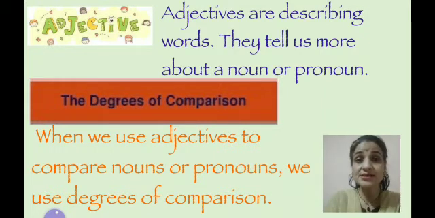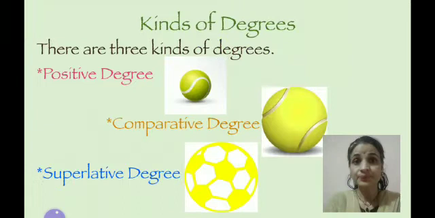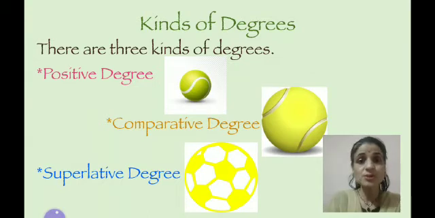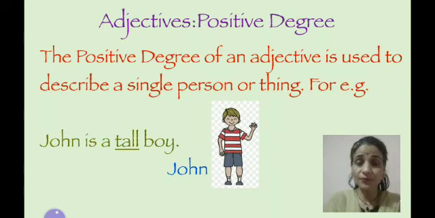And now what are the degrees of comparison? When we use adjectives to compare two or more than two nouns or pronouns, we use degrees of comparison. And now how many kinds of degrees are there? There are three kinds of degrees: positive degree, comparative degree, superlative degree. I suppose you might have got an idea about degrees by looking at the different sizes of the ball. So let's start one by one.